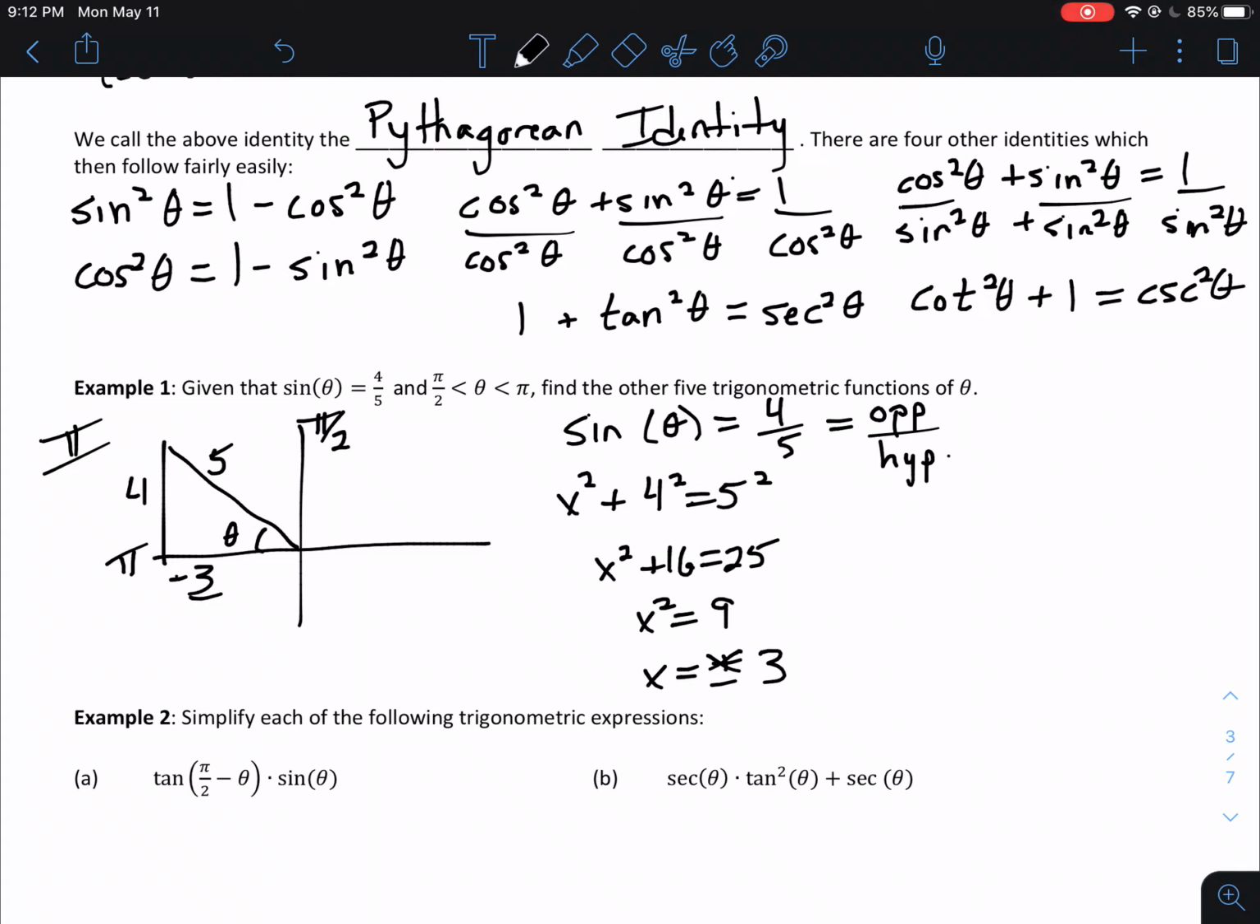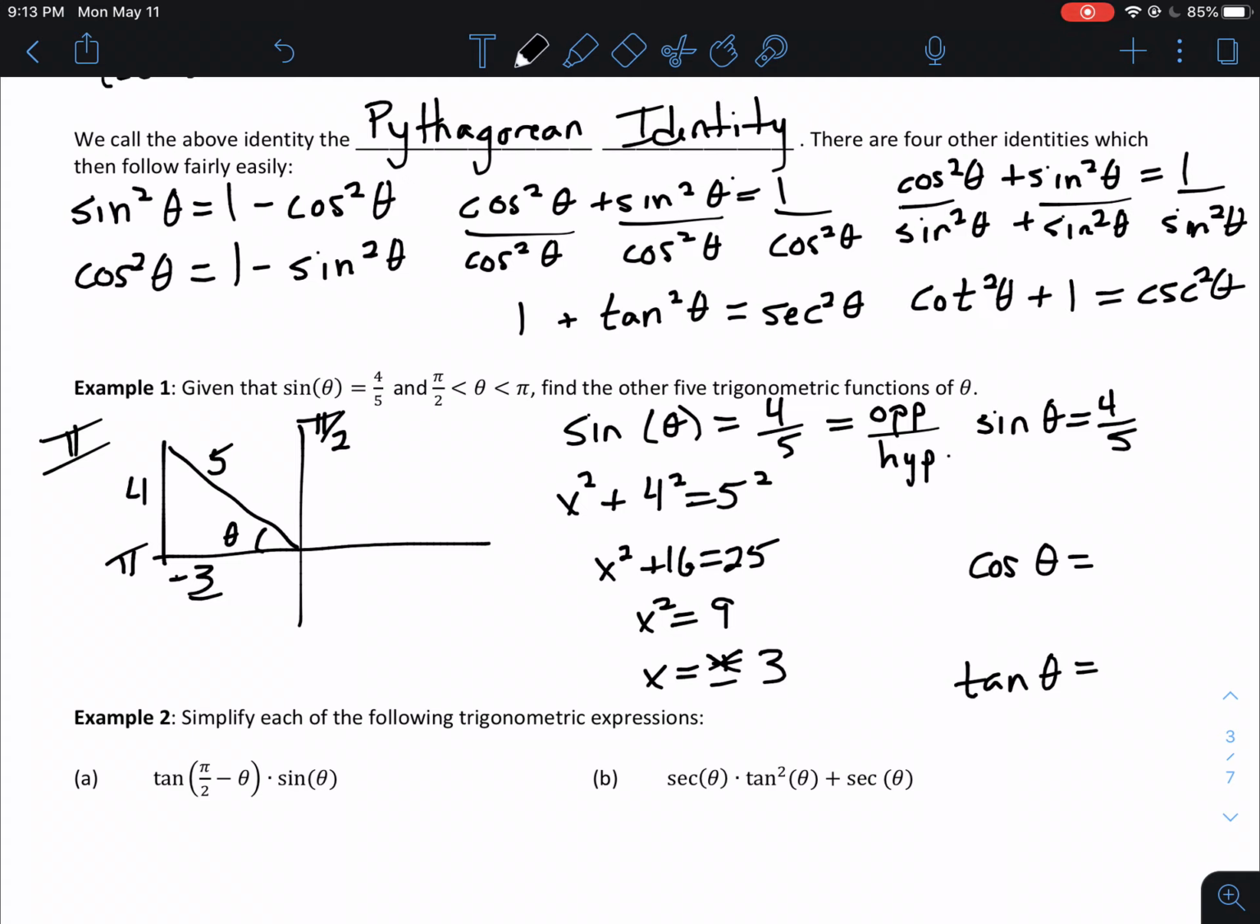Now, what it wants us to do then is to find the 5 other functions of theta. We already know that sine of theta is equal to 4 over 5. Let's also find cosine of theta now, and then find tangent of theta. Now you might be wondering, well, what about the other 3 ratios? And we'll get to those.